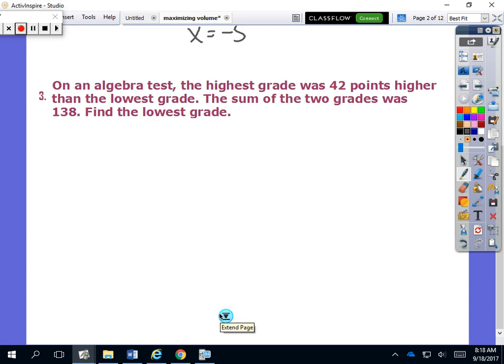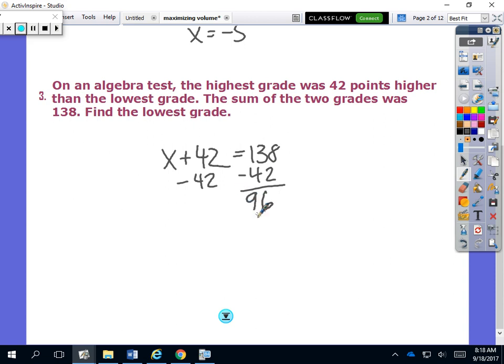On an algebra test, the highest grade was 42 points higher than the lowest grade. Well, if it's 42 points higher than, then that means we're adding 42 to the lower grade. The sum of the two grades was 138. Subtract 42 from both sides, and you should get 96. So that person got a 96.